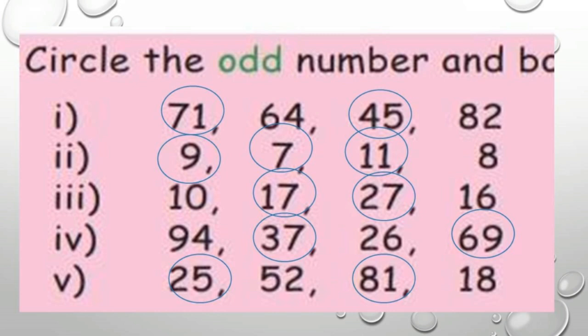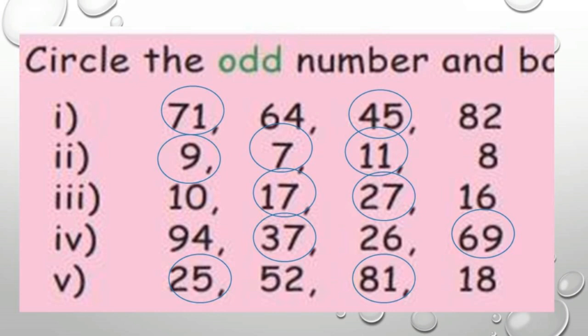The third one: 10, 17, 27, 16. So what is it? Yes, 17 and 27 are odd numbers. So you have to circle those numbers. The fourth one: 94, 37, 26, 69. Among these, which one is the odd number? 37 and 69 are the odd numbers. You have to circle the numbers.